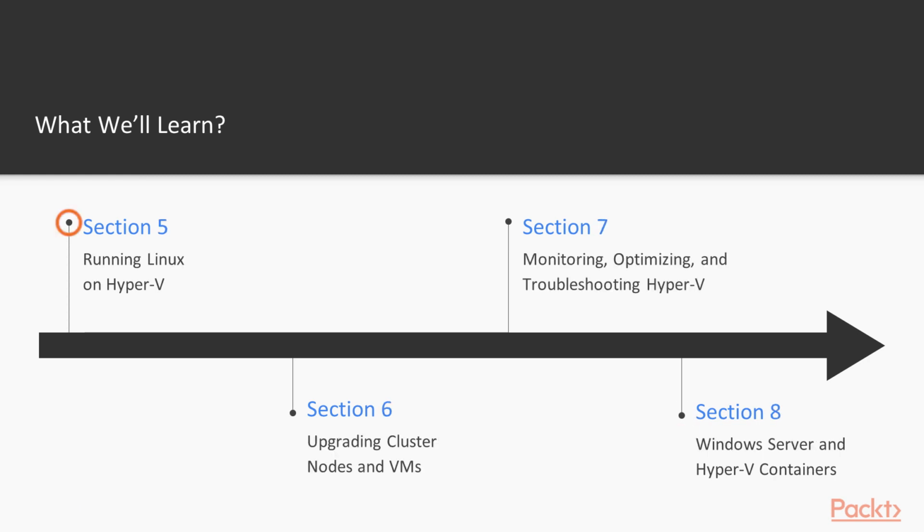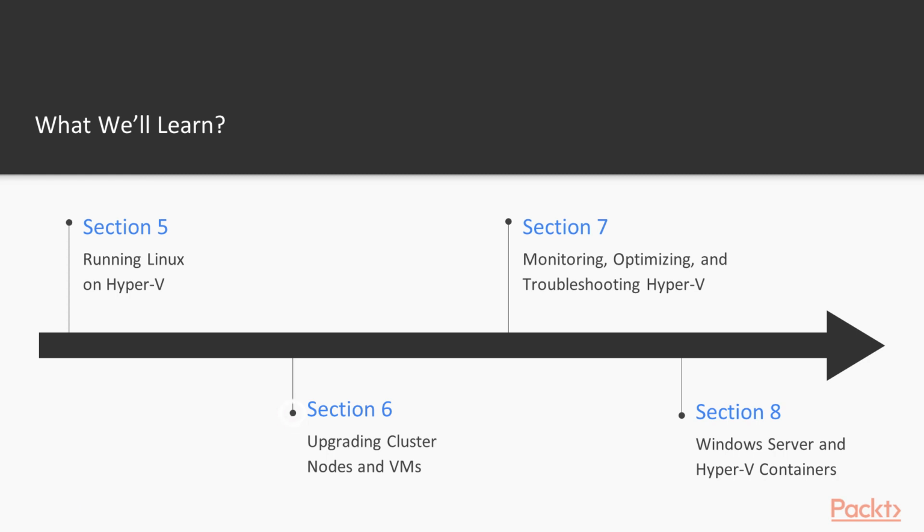Section 5 focuses on Linux. Microsoft has committed to Linux as a first-class citizen, meaning providing the same level of support to it on Hyper-V as it does to Windows. Microsoft is one of the largest contributors to the Linux kernel, and Hyper-V is a big reason for this contribution.